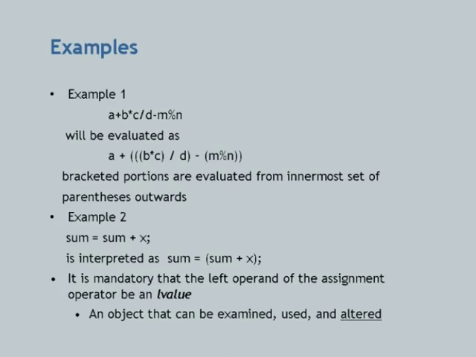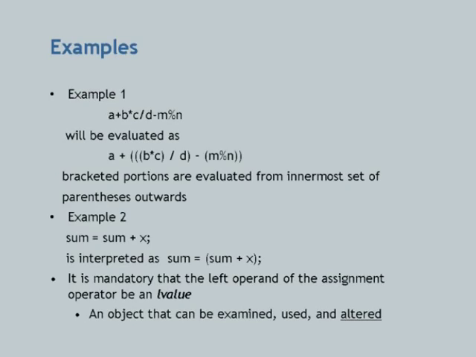So certain objects which are alterable objects, they are called L values. And by definition, it is mandatory that what appears on the left-hand side of the assignment operator anywhere must be an L value. Consequently, it must be an object which is either a single variable name, or as we shall see later, it could be an element of an array, or as we shall see still later, it could be an object which is part of some class. But the point is, on the left hand side of an assignment operation, exactly one name can appear, and that name must be alterable.